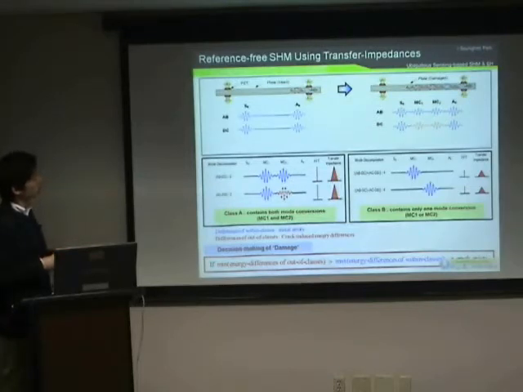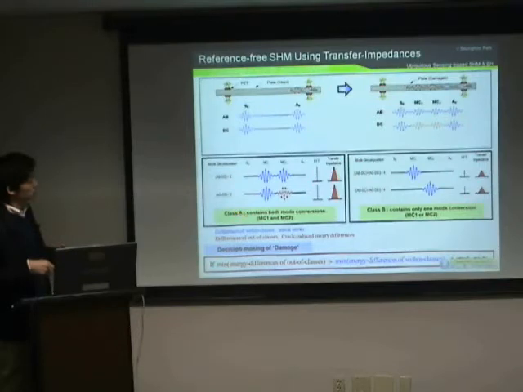So as you can see here, we can put two pairs of PZT patches on both sides of the plate. Then we can use mode decomposition, as you can see in this equation. Then we can classify two classes.